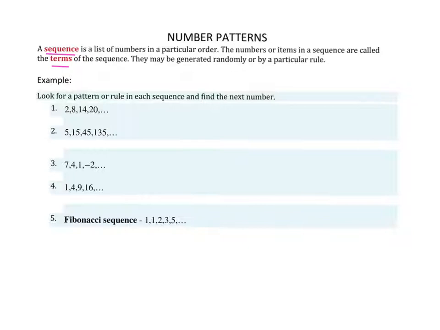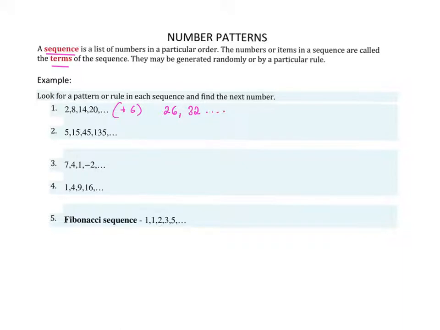So let's have a look at this first one here. The question says, look for a pattern or a rule in each sequence and find the next number. So 2, 8, 14, 20. I think it's pretty obvious there that what we're doing is adding on 6. 2 plus 6 is 8, 8 plus 6 is 14, 14 plus 6 is 20. So therefore the next term would be 26, and then we'd go to 32 and so on.